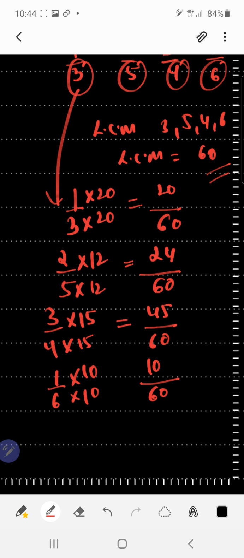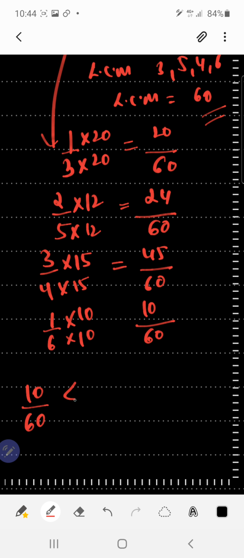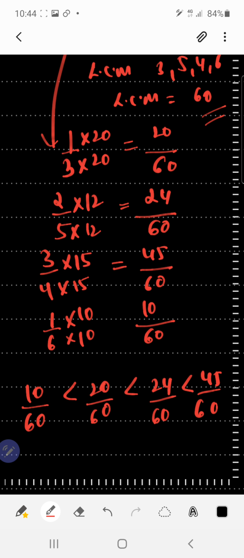So I'll notice that I got the fractions 10 upon 60, your next bigger fraction is 20 upon 60, your next bigger fraction is 24 upon 60, and your next bigger fraction is 45 upon 60. That is the way how you write it. Yes, but you have to write the original fractions also.